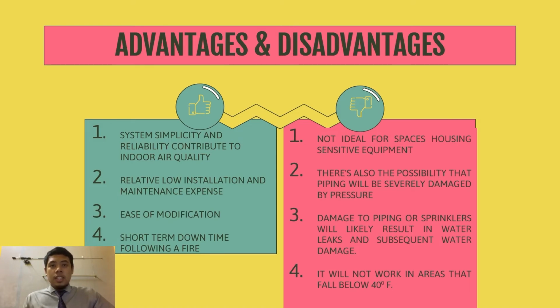Wet pipe fire sprinkler systems can also increase the risk of potential damage to your property if there is a leaky pipe. The next one is that damage to piping or sprinklers will likely result in water leaks and subsequent water damage. And the last one is that since the pipes in a wet pipe sprinkler system are always filled with water, it will not work in areas that fall below 40 Fahrenheit.